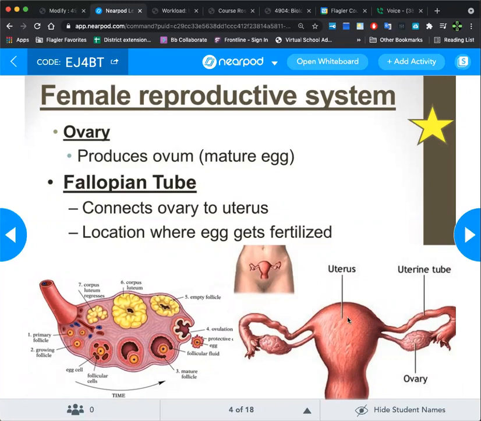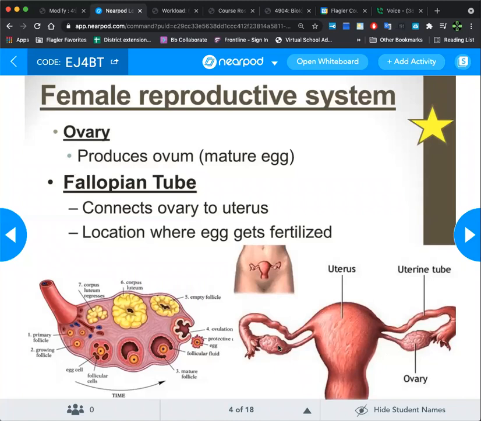All right, so female reproductive system. Let's just start with the ovary. So there's two ovaries here, and really the primary function is to produce eggs or an ovum. An ovum is just a fancy way of saying a mature egg. So on your exam, if you see egg or ovum, it's basically the same thing.